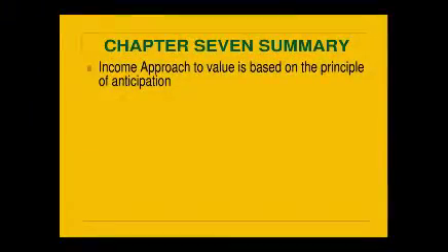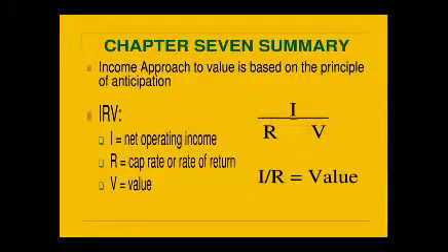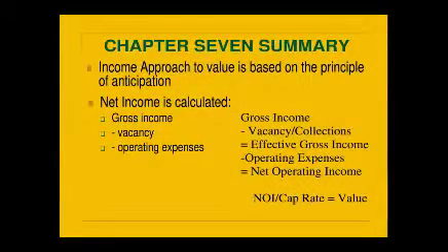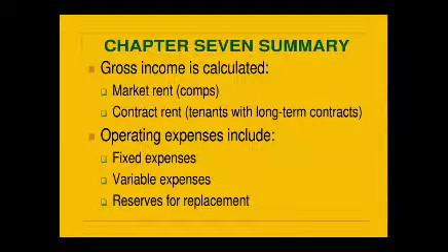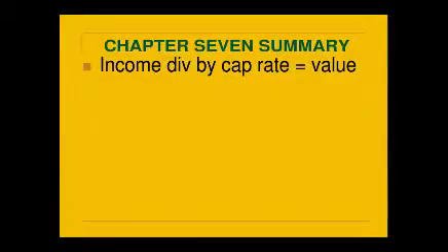The income approach to value is based on the principle of anticipation. Using the formula, we take net operating income with a capitalization rate to find value. Remember, to find net income, we take our gross income minus our vacancy and collection losses and minus our operating expenses. Gross income is calculated by using either market rent or contract rent. Operating expenses include fixed expenses, variable expenses, and reserve for replacement. Income divided by the cap rate equals value.